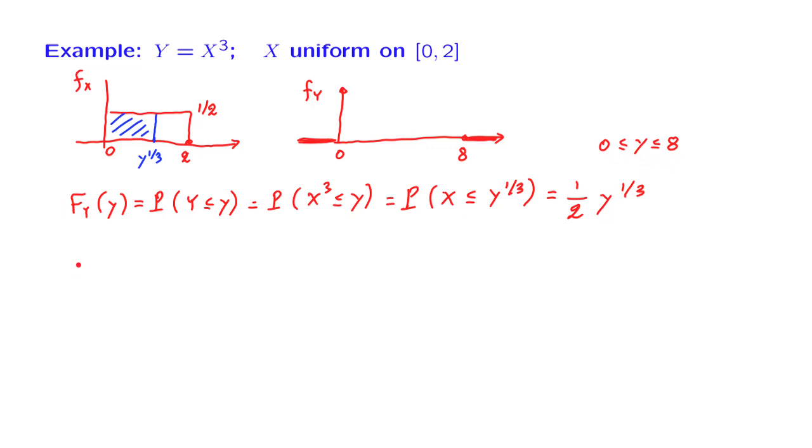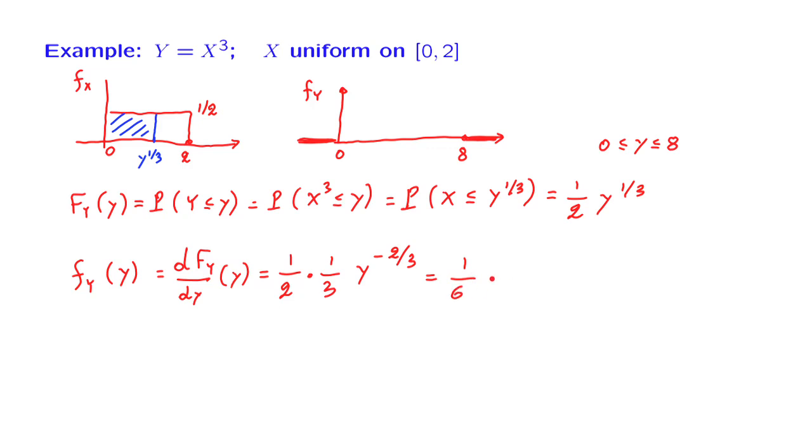This completes step 1. The second step is simple calculus. We just need to take the derivative of the CDF, and the derivative is 1/2 times 1/3, this exponent, y to the power of minus 2/3. Or in a cleaner form, 1/6 times 1 over y to the power 2/3.